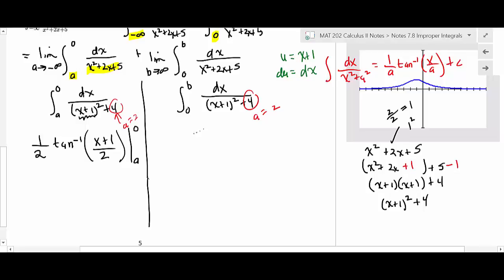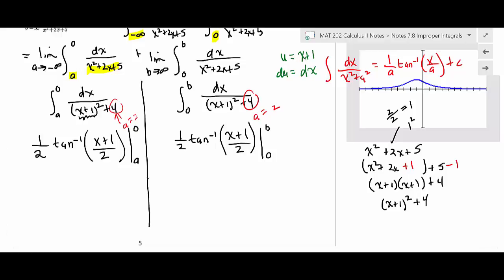And then over here, same thing. The value of this integral is exactly the same thing. The antiderivative is 1/2 inverse tangent of x plus 1 over 2. And we're going to evaluate this one this time from 0 to b. Okay? All right. Any questions so far?